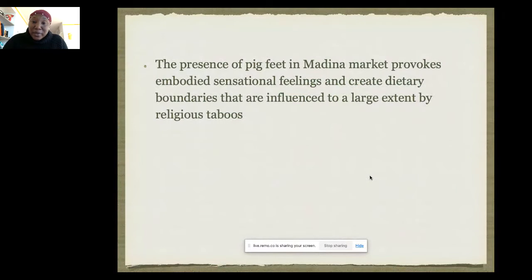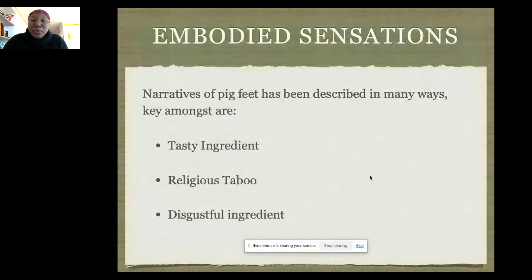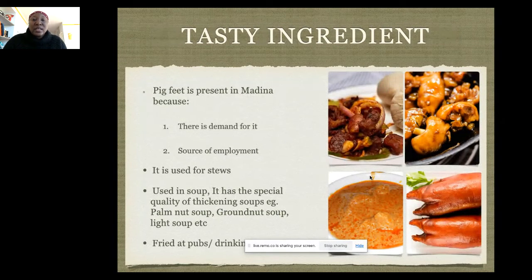The presence of pig feet in Madina, in fact, provokes some sensational feelings and creates dietary boundaries that are influenced, even though there are personal reasons, but for a lot of people, by religious taboo. But what is important is that it is on the market because it's a tasty ingredient and there's a market for it. It's a tasty ingredient, a religious taboo, and a disgustful ingredient. So I discussed these 3 categories, these 3 narratives.